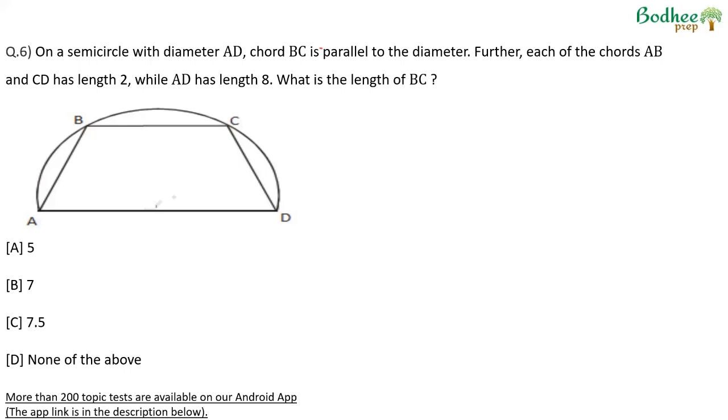On a semicircle with diameter AD, chord BC is parallel to the diameter. Further, each of the chords AB and CD have length 2. AB is 2, CD is 2, length of AD is 8. What is the length of BC? Let us draw perpendiculars. If I drop a perpendicular from here and a perpendicular from here, so this is E and F.